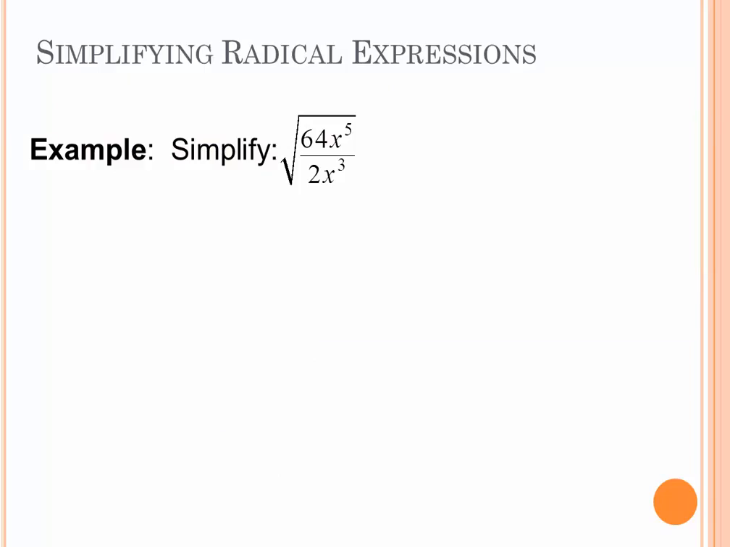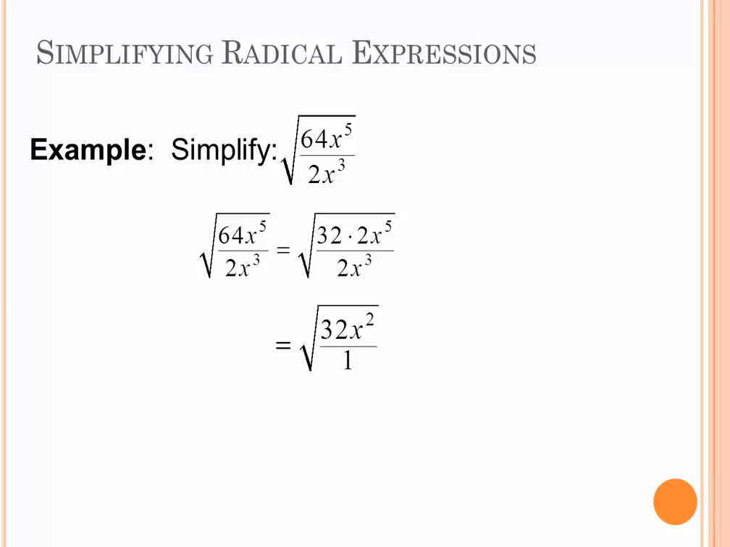Now simplifying the square root of 64 times x to the 5th divided by 2 times x cubed, we could pull it apart because 64 is the same thing as 32 times 2. So we can divide out the 2, then x to the 5th and x cubed. Rules of exponents say you subtract the exponents, so 5 minus 3 gives you a 2.